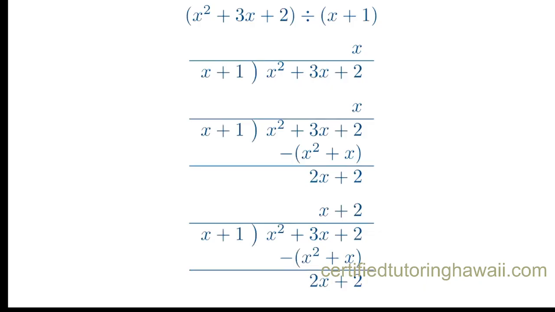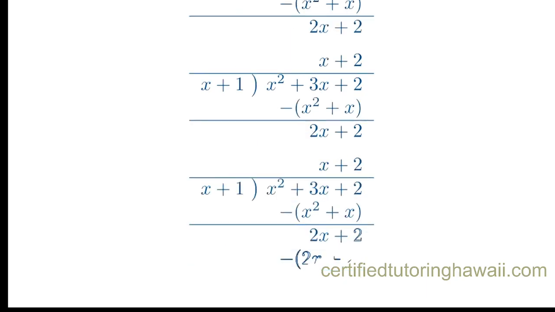What do we multiply x by to get 2x? The answer is plus 2. We add 2 to our quotient. Multiply 2 by the divisor, x plus 1, to get 2x plus 2. Subtracting that from what we have leaves us with a remainder of 0.